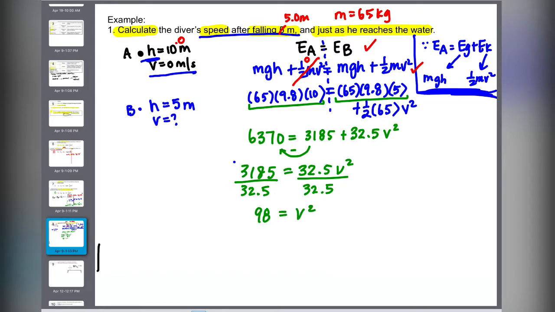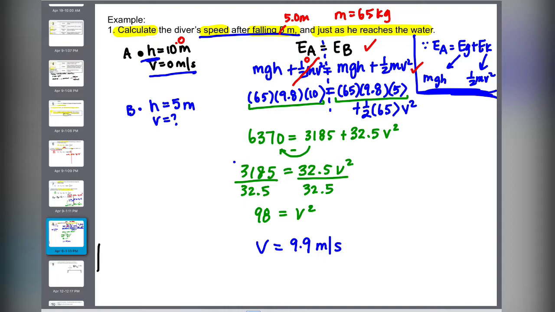To solve for the V, I need to take the root of everything. This works out to be 9.8994. So we would round it to 2 sig digs, so 9.9 meters per second. So the speed when it is at B is 9.9 meters per second.